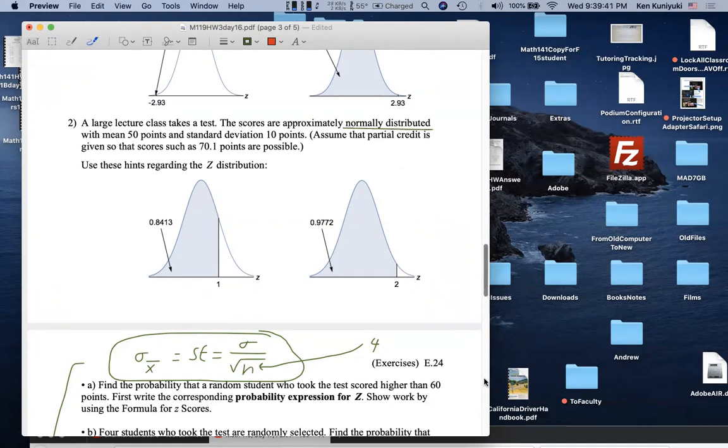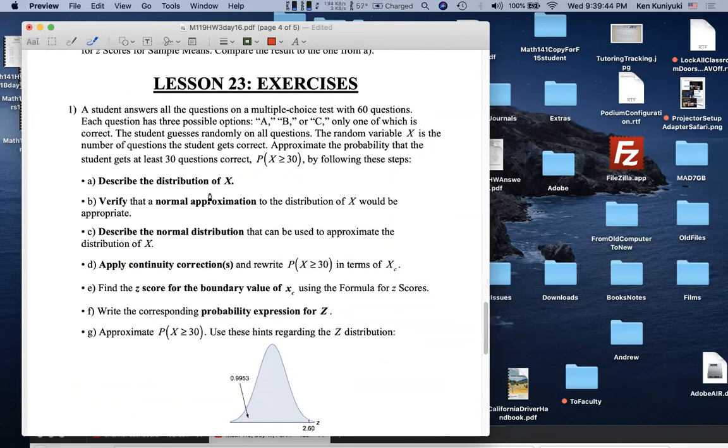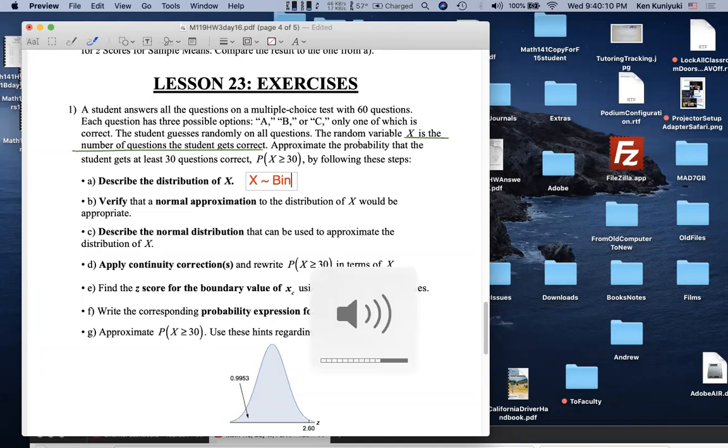23A. Here, it's kind of similar to what we did in lesson 18. It's one of these multiple choice test problems, right? You're guessing randomly on an ABC multiple choice test with 60 questions. X is the number of questions the student gets correct. X will have a binomial distribution, and then n equals 60.